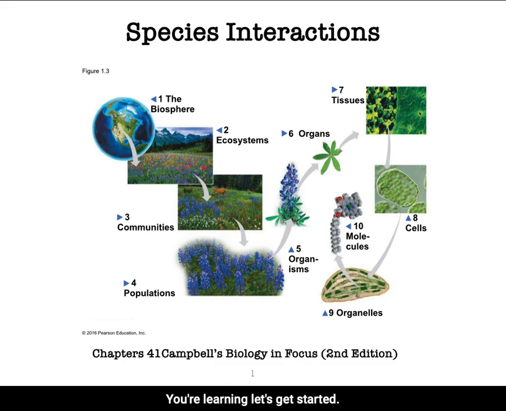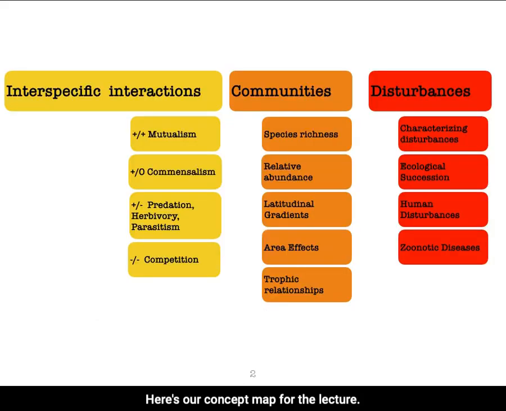Let's get started. Here's our concept map for the lecture. We're going to look at different types of interactions between species. We're going to look at communities. And finally, we're going to look at disturbances that can impact communities.